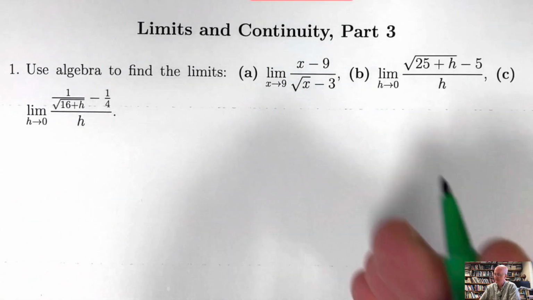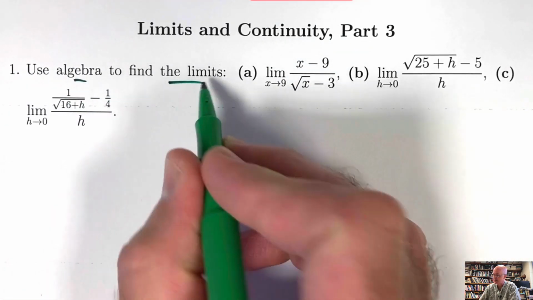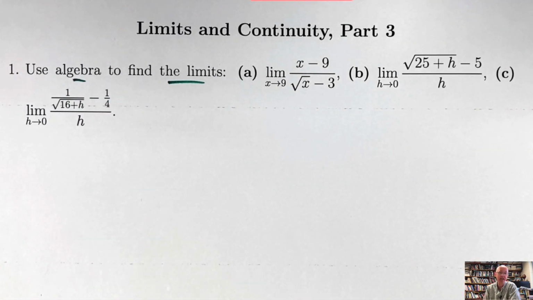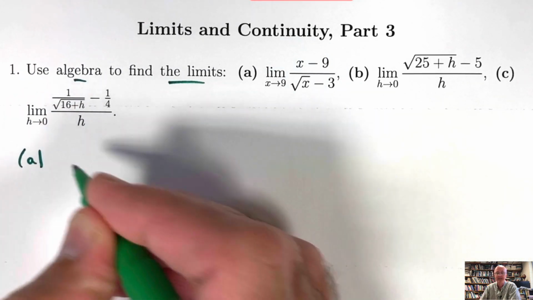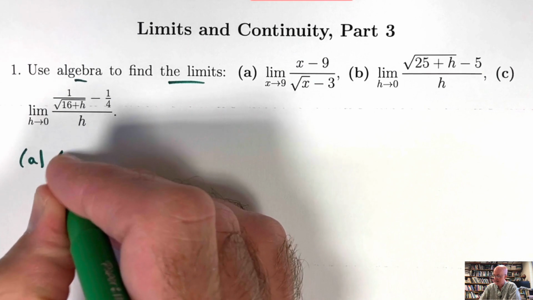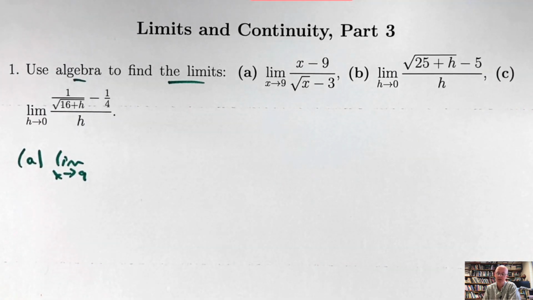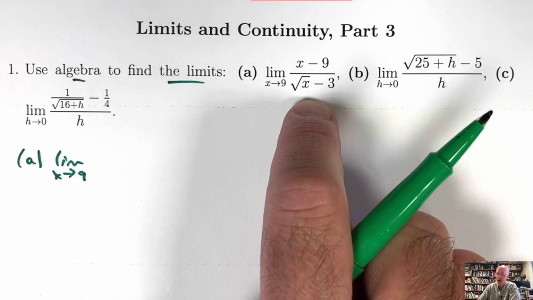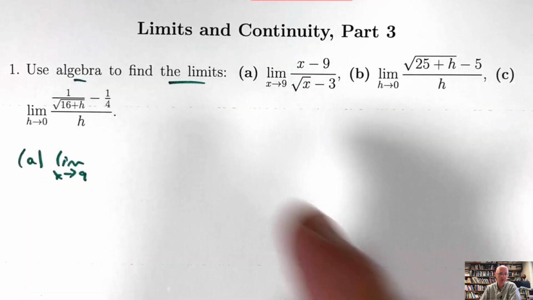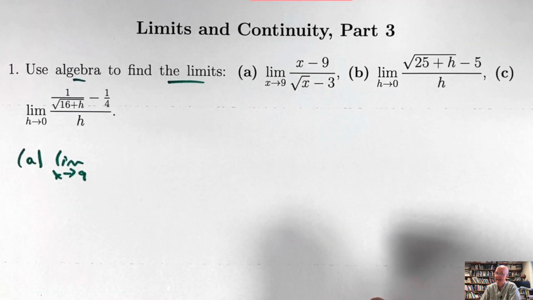We start with using algebra to find some limits for 3 cases, where in each case you see square roots involved. Now, in these kinds of problems, it is often the best technique, maybe not always, but often, to try to rationalize either the denominator, as in part A, or even the numerator, as in parts B and C.